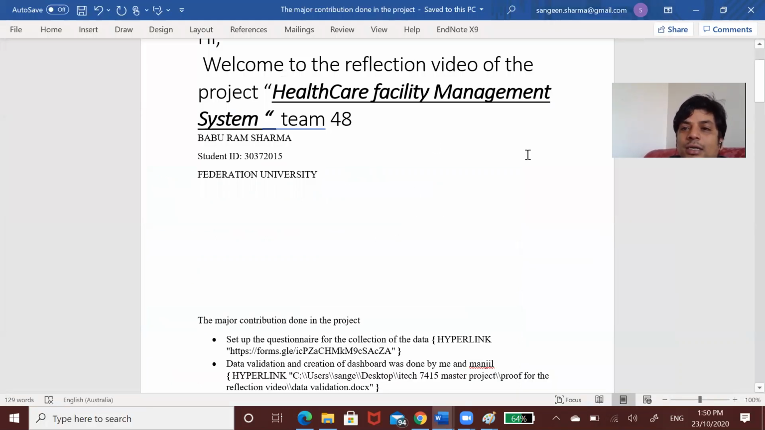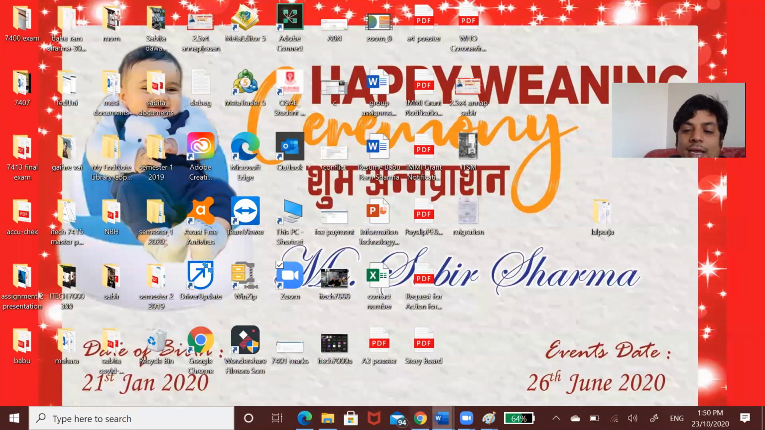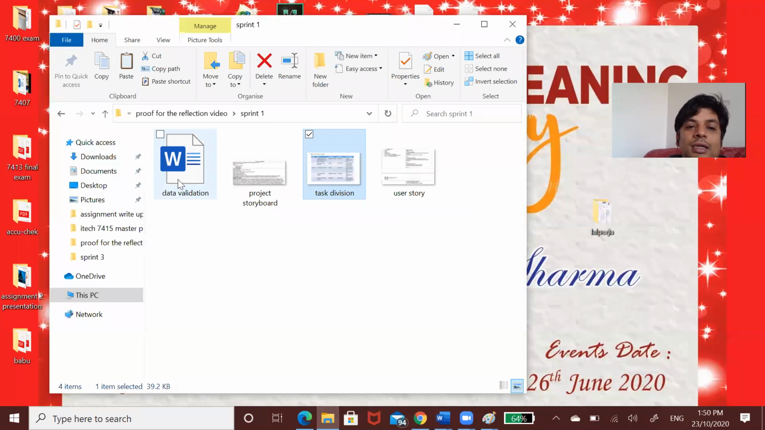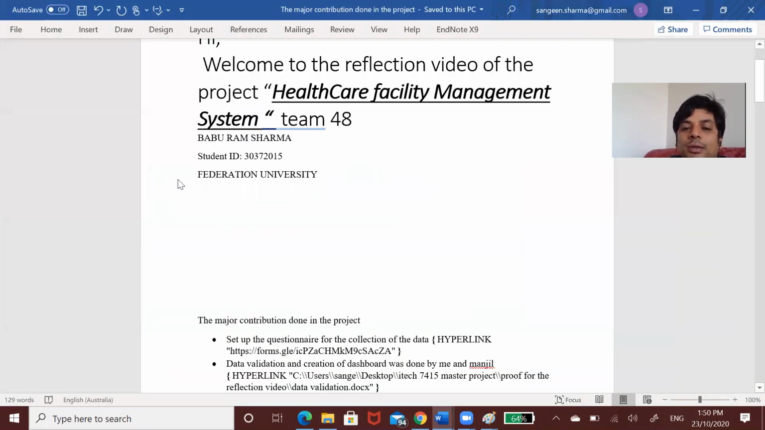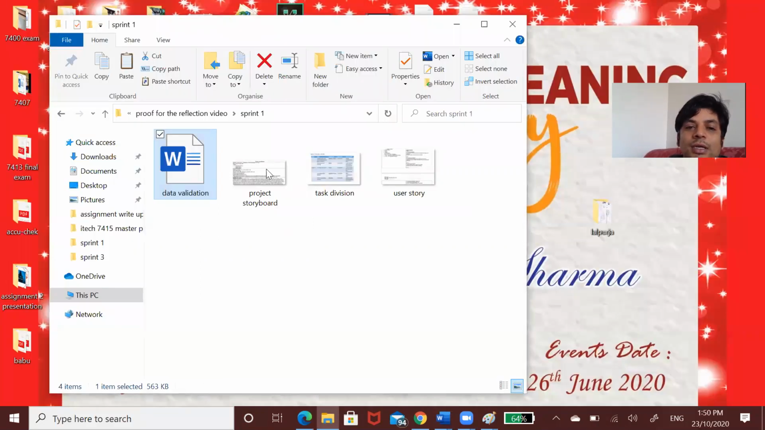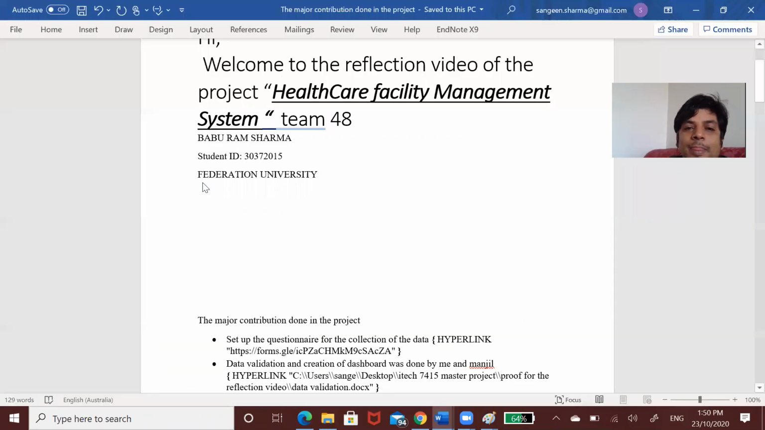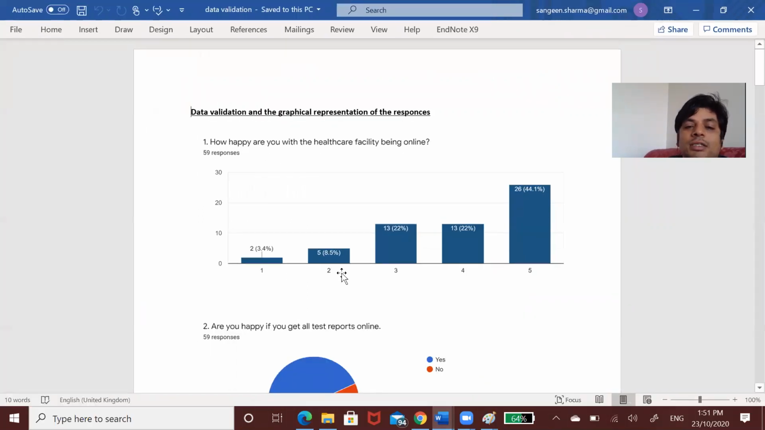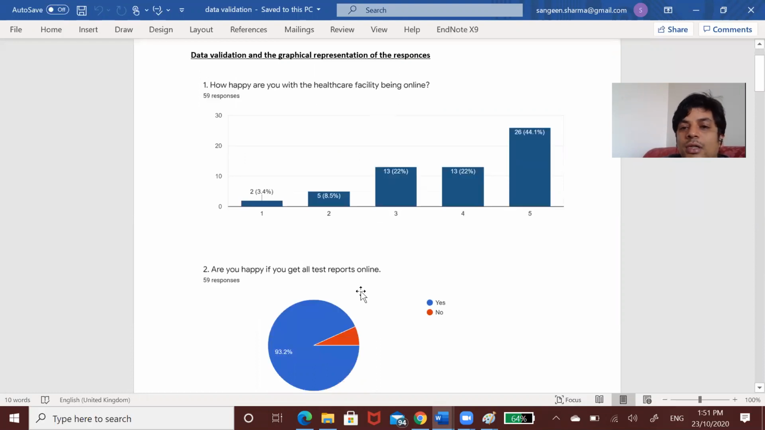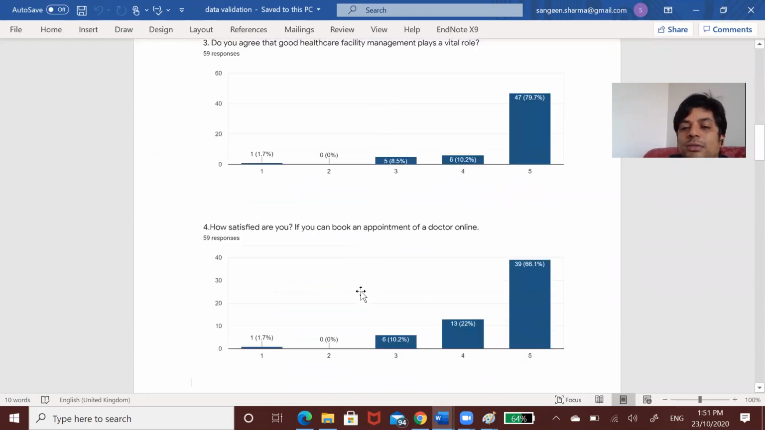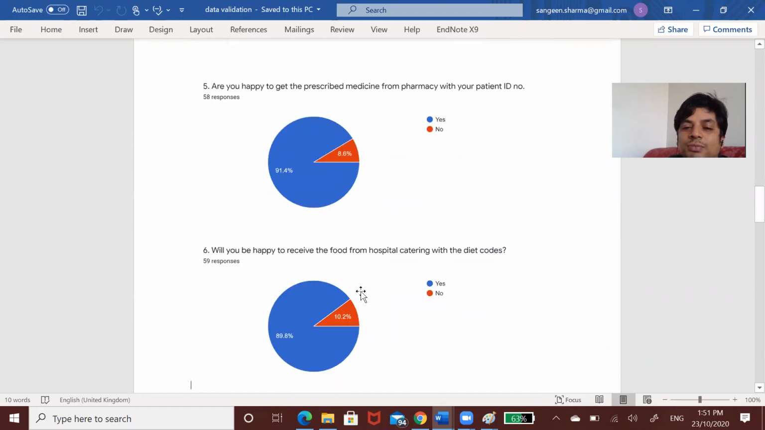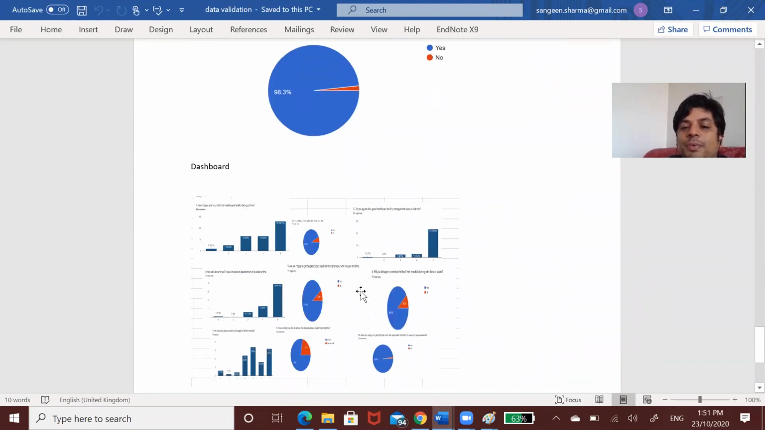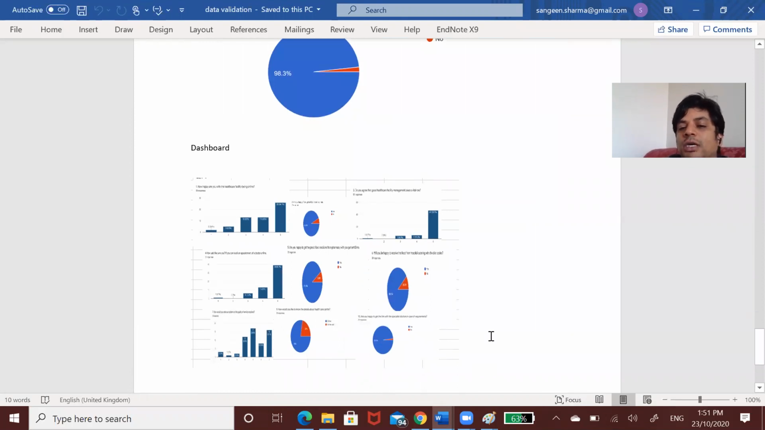The data collected was analyzed, and the validation of the data was done on the basis of the data collected from the 60 different respondents, and the dashboard was designed on the basis of the data we got.